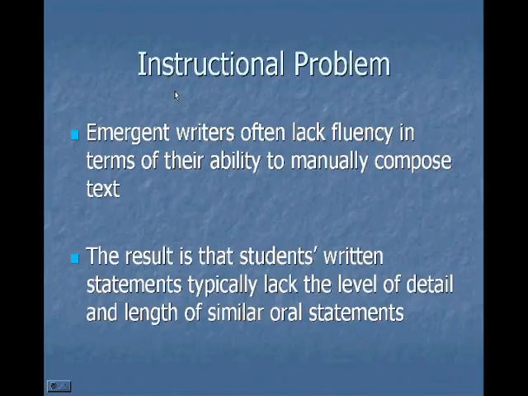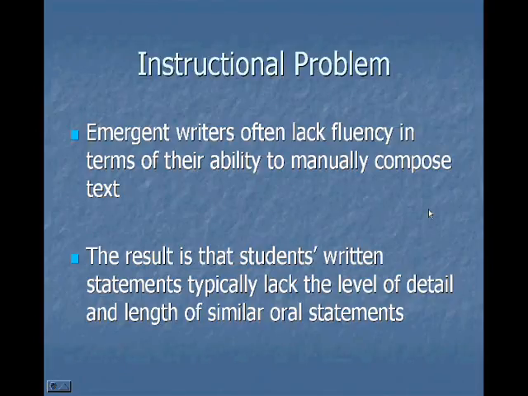The instructional problem. I said that emergent writers often lack fluency in terms of their ability to manually compose text. And I work with first grade students about 6, 7 years old. A lot of them are still struggling with their fine motor skills, have trouble holding their pencil, and the result of that is that students' written statements typically lack the level of detail and length of similar oral statements.